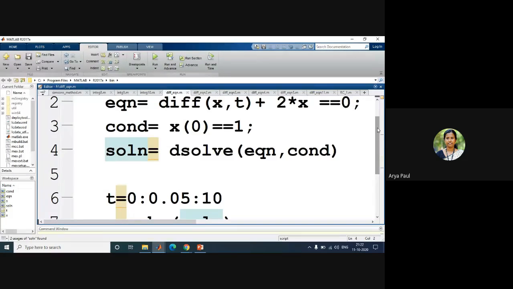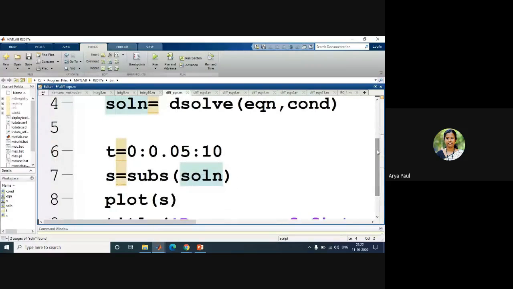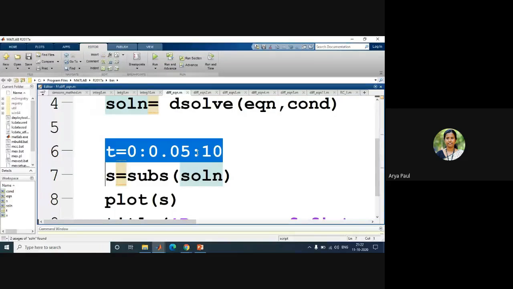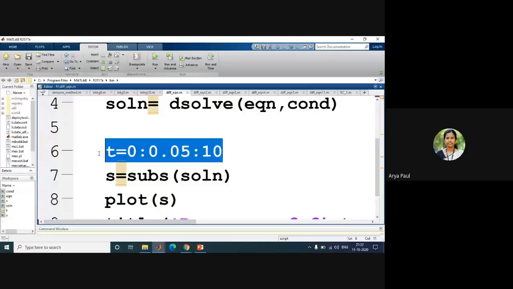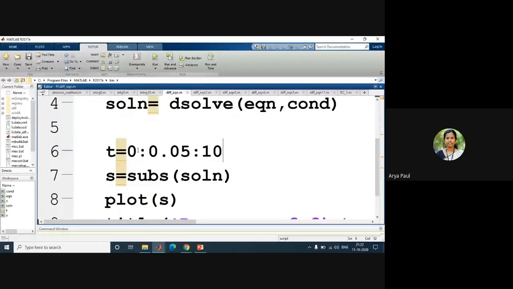You calculated it manually now. So you know the solution is a constant times e raised to minus 2 times t. You know it is dependent upon the value t. The solution is dependent on t. So in order to plot the solution, you can have the t value range. Suppose I am taking the t value range as 0, 0.05, 10. This is the t value range I am taking: 0 to 10. 0 is the initial value, 10 is the final value of t, 0.05 is the increment of t. Now I have my t.